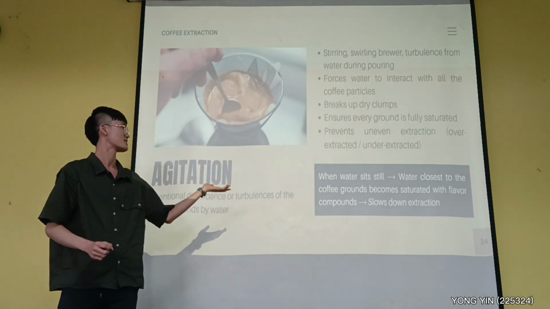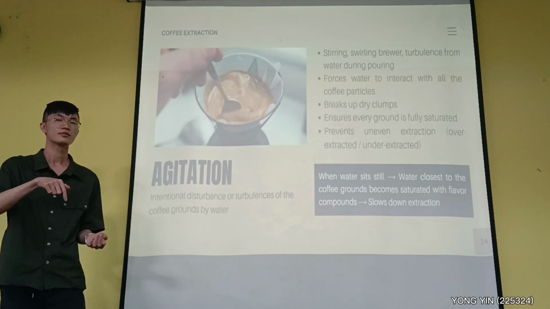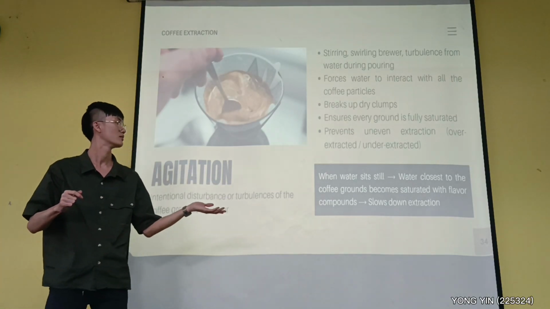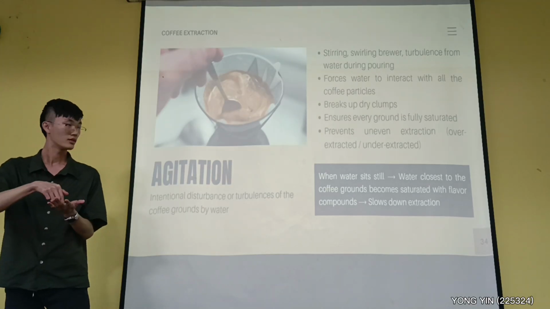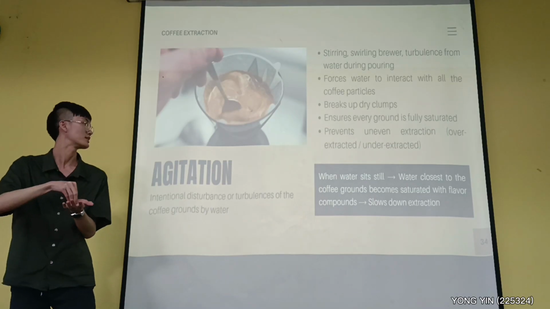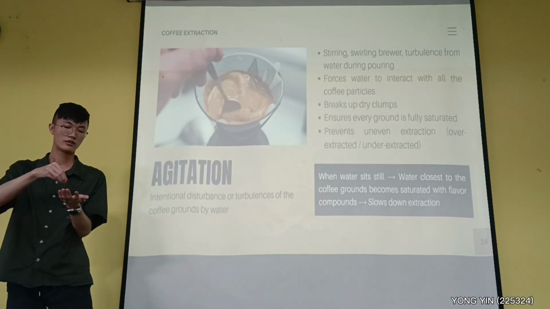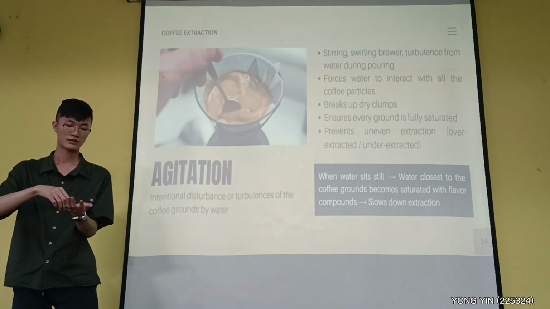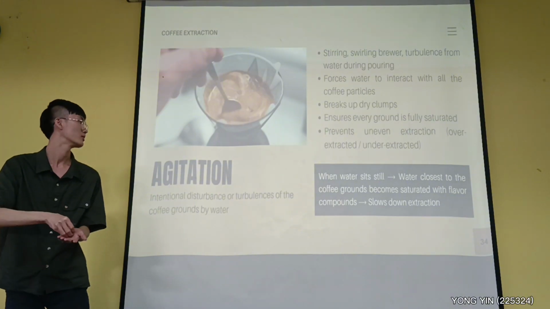So this is a scenario when you are pouring the water directly at just one point without moving it. When the water sits still and you pour it in the middle, the coffee grounds closest to the middle will be saturated with water and extract their compounds. But the coffee grounds that surround the middle part will not get extracted, because the water will not move to that part.